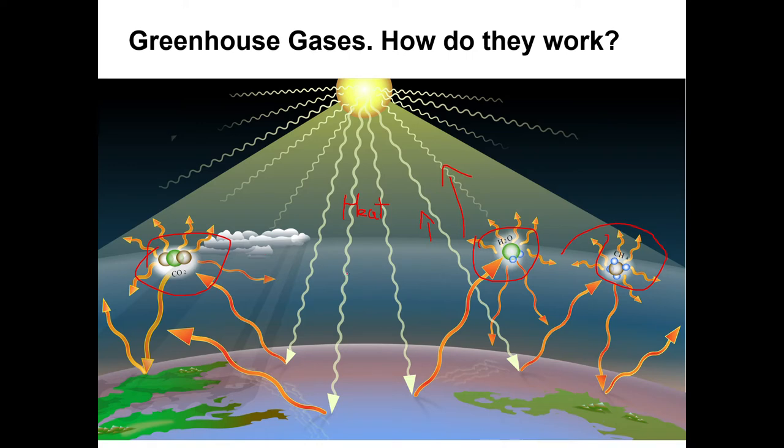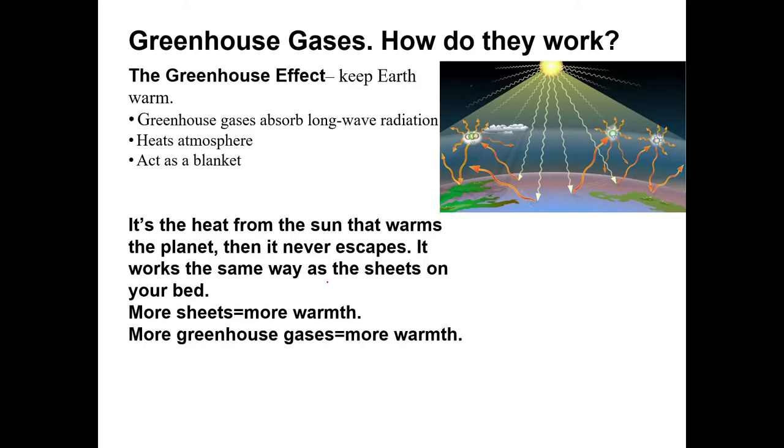These things do it. So the greenhouse gas effect keeps the Earth warm. If we didn't have these greenhouse gases, even the little bit of CO2 we have, we'd have an extremely cold planet.